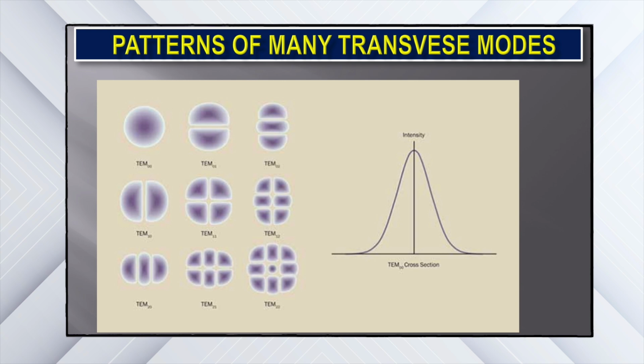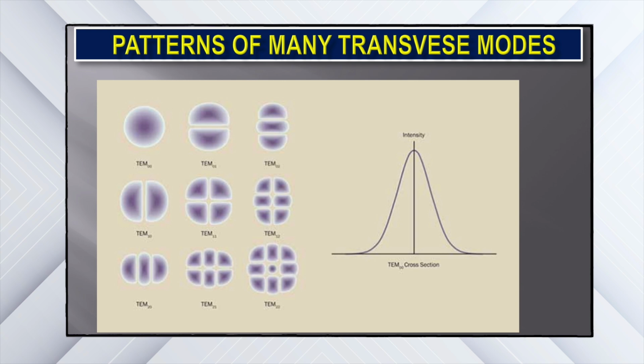TEM00, which means transverse electromagnetic wave with no nodes anywhere. You see there is an antinode at the midpoint. How many nodes are there? Almost zero, zero. So we call it TEM00.